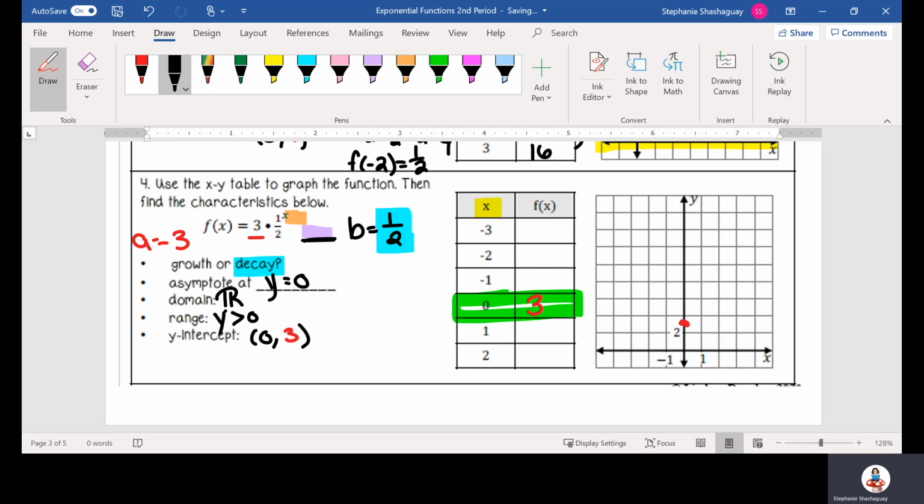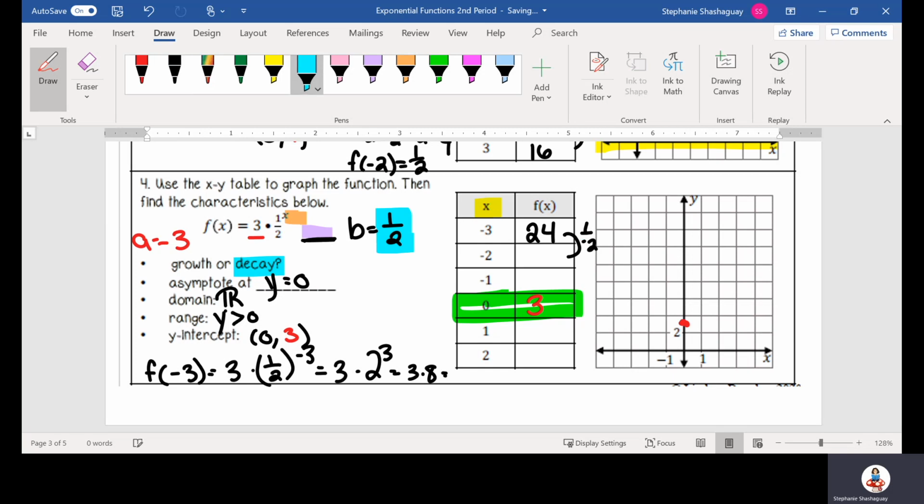All right, now I need to work on finding the rest of the points for my function. f of negative 3 is going to equal 3 times 1/2 to the negative third power. Well, 1/2 to the negative third power is the same thing as having 3 multiplied by 2 to the third power, which is equal to 3 times 8, which is equal to 24. Well, I'm not going to be able to graph that point, but because my ratio is 1/2, I now know that I can just multiply this value times that 1/2, and I can fill in the rest of my table.